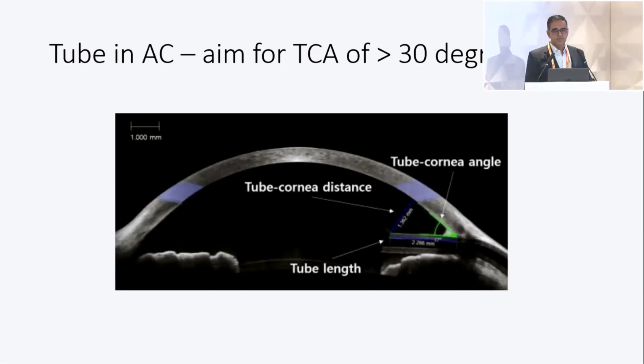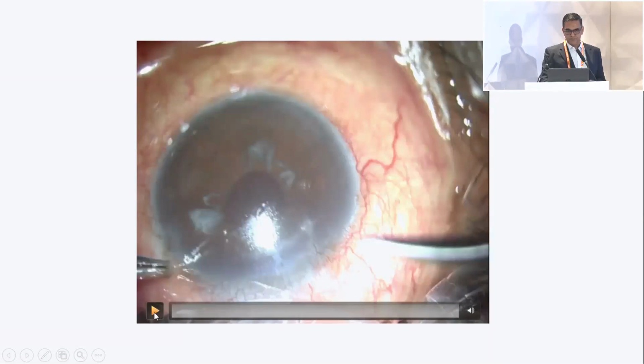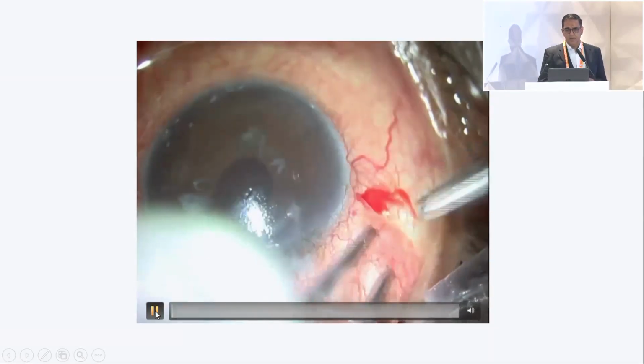The tube-cornea distance generally should not exceed 2 and should not cross the pupil. And the angle, as I already mentioned, should be at least 30 degrees or more. And making it shorter or more angled will actually start creating problems for us. So these are the video clips of how the procedure can be done.